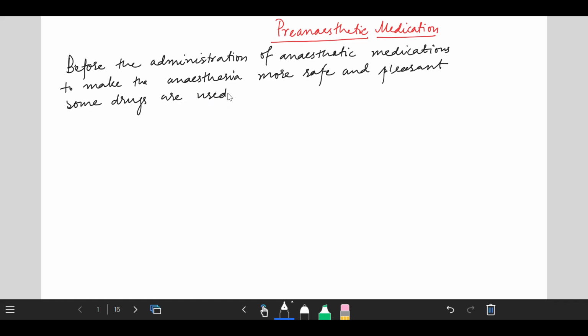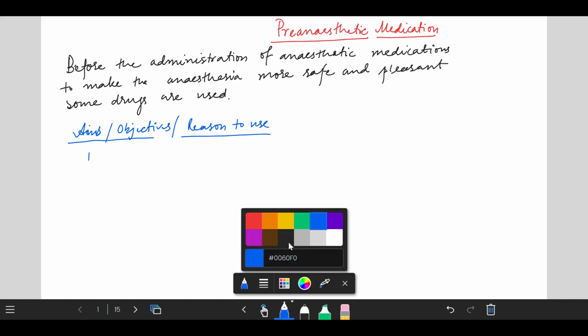Okay. Now, what are the reasons to use, or what is the aim, or you can say what is the objective of using pre-anesthetic medication? Okay, so the aims, or it can be the objective or result, we use pre-anesthetic medication. Whatever the question will be, the answer is this. Okay, so the first point is to reduce the anxiety.